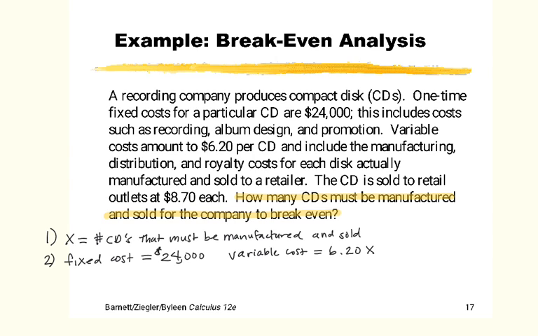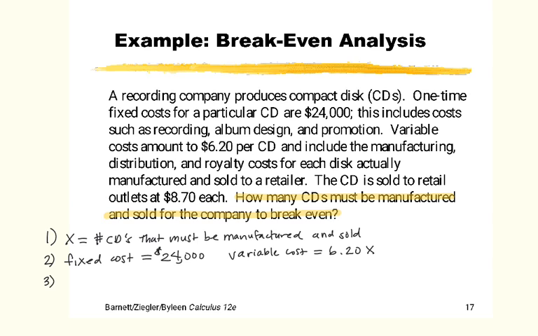And then it says here that the CD is sold to retail outlets for $8.70 each. So basically, this represents the revenue, and we're already given the cost. So anytime you're trying to determine the cost, let's go ahead and, I'm getting ahead of myself. So that's step 3.